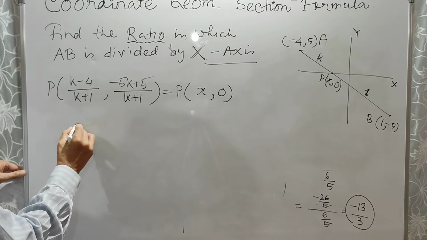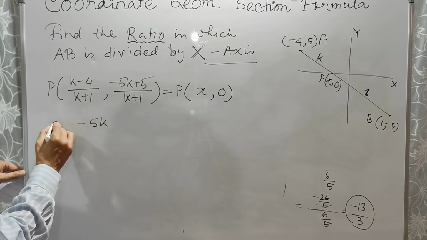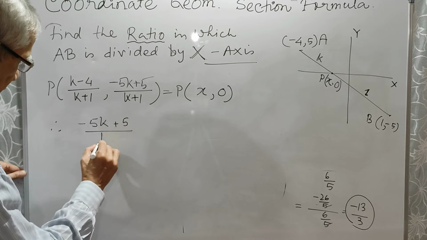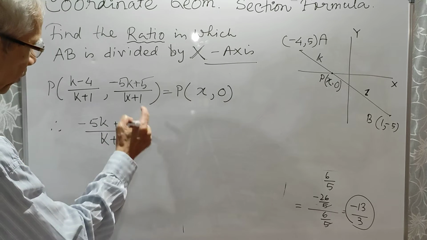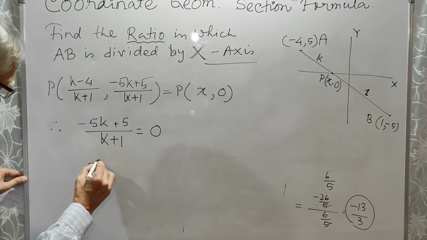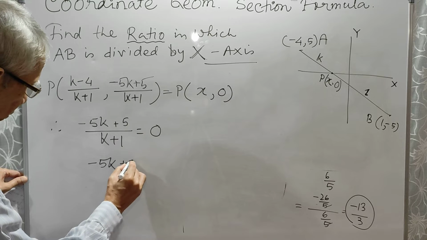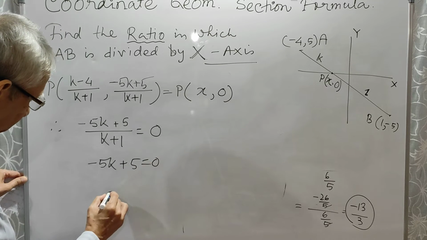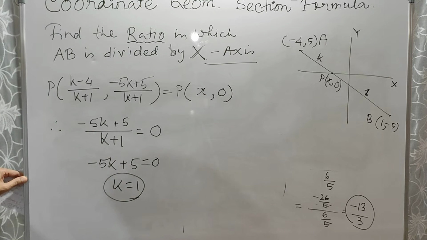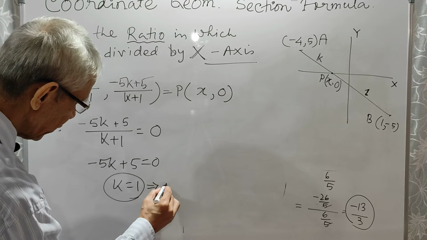So therefore what? Minus 5k plus 5 by k plus 1, that is equal to what? Y coordinate equal to y coordinate, which is 0. Now we get minus 5k plus 5 equal to 0. That means we get k equal to 1. So we got the value of k, 1. So therefore what is the ratio? Ratio is 1 is to 1.